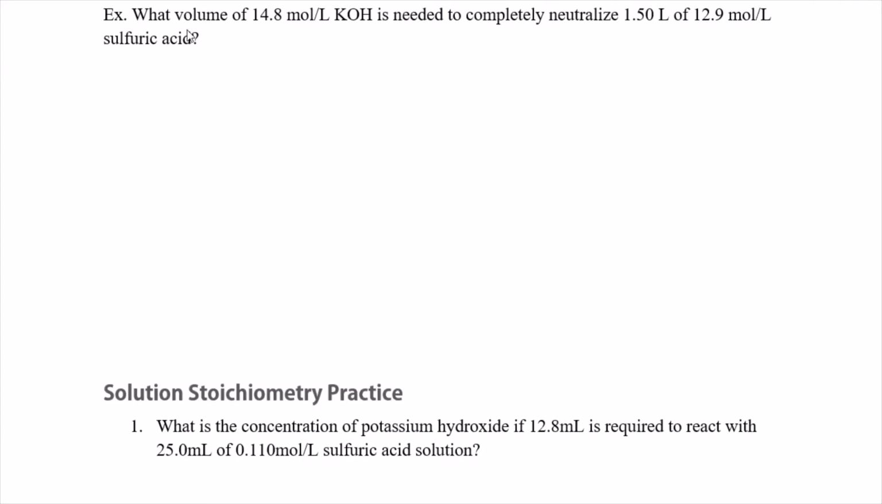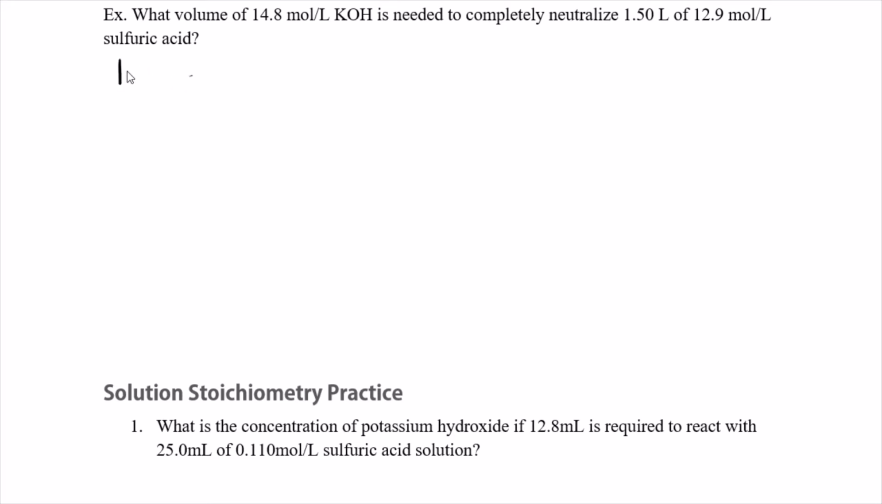So what does it look like? What volume of 14.8 mole per liter potassium hydroxide is needed to completely neutralize 1.5 liters of 12.9 mole per liter sulfuric acid? So this is a stoichiometry calculation. That means you have to have a balanced chemical equation to start with.